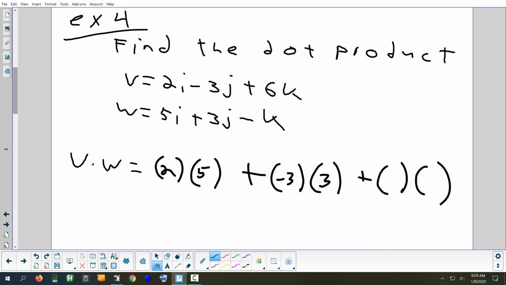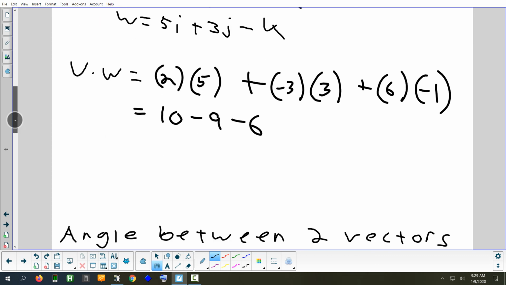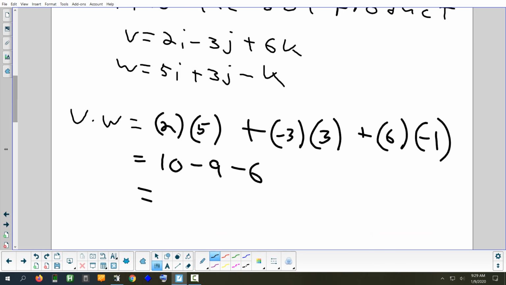And just to make sure we keep the order right, because sometimes order is important, not here, but in other stuff. Which one should go first? V, then W. 6, negative 1. Okay, Andrew, 2 times 5? 10. And Max, negative 3 times 3? Negative 9. And Brianna, 6 times negative 1? Negative 6. So 10 minus 9 gives me 1. 1 minus 6, negative 5. That's the dot product. So you do the dot product in 3D.